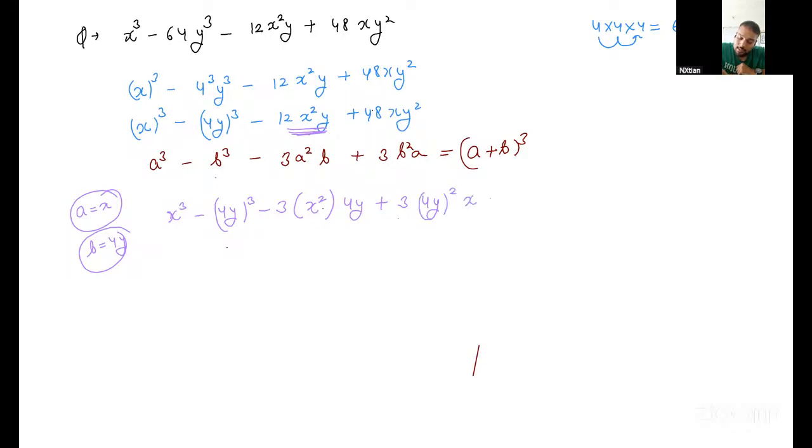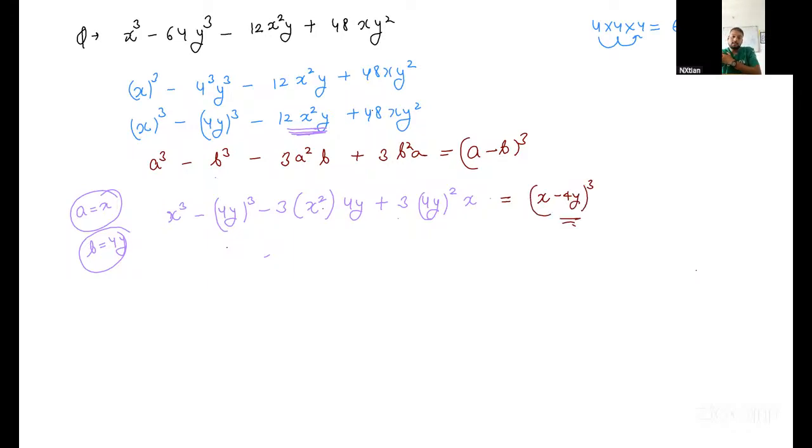Okay, and if you check this, you will find, guys, that this is A cube minus B cube minus 3A square B plus 3B square A. So it means that it is correct, because when you multiply it, 3 fours are 12, 12x square y. Okay, 4 square is 16, 16 threes are 48, 48 y square x. So it means I am getting that. It means that it is in the form of A, which is x minus 4y. This is the answer.